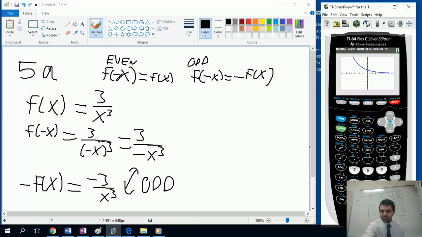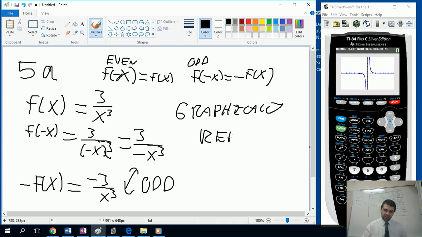Let's look at the function here. Going to have 3 divided by, I should have done alpha y, but whatever, x cubed, and you can look at that odd symmetry. There's some odd symmetry right there. It's reflected about the origin. That means it's odd. So graphically, that means it's reflected about the origin.